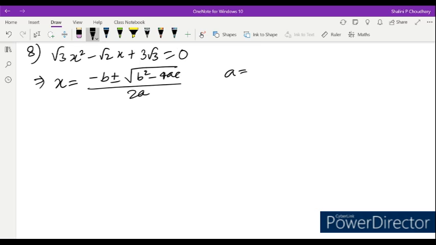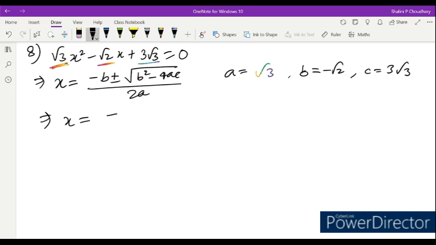So a का वैल्यू क्या होगा? a का वैल्यू will be square root of 3. Okay, b का वैल्यू will be minus square root of 2 and c का value will be 3 root 3. Now we'll put the value of a, b, c in x. So x का value will be minus b.